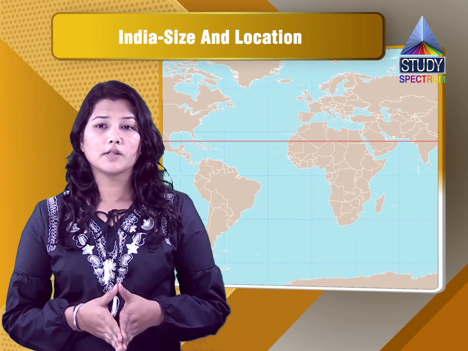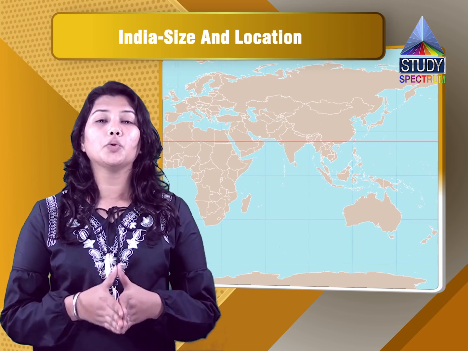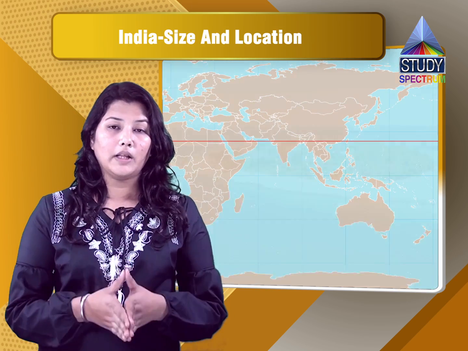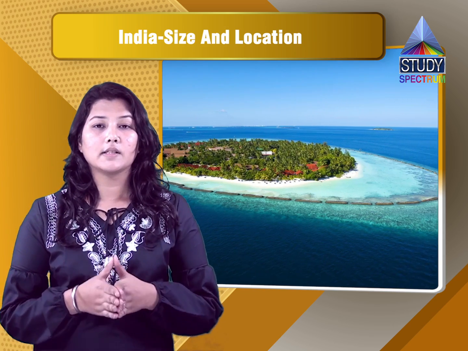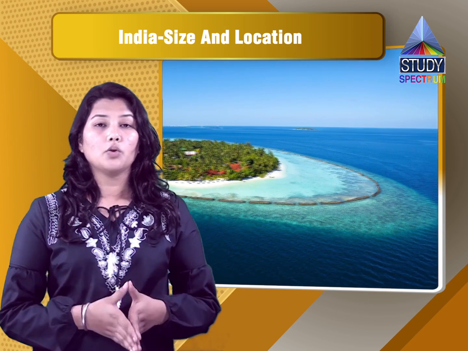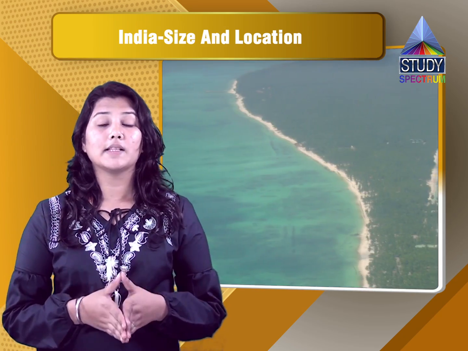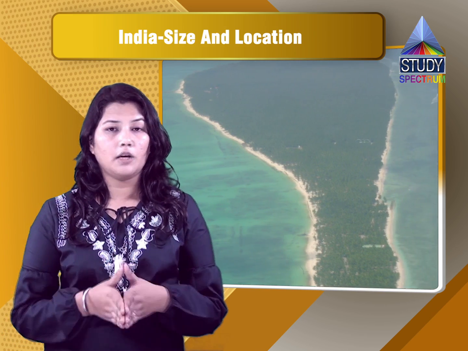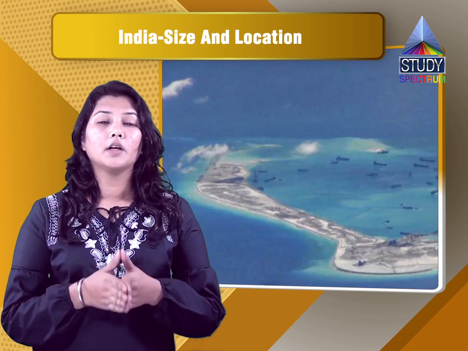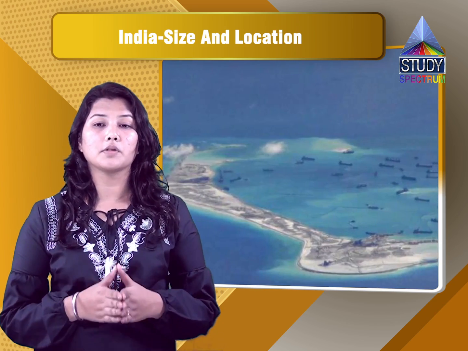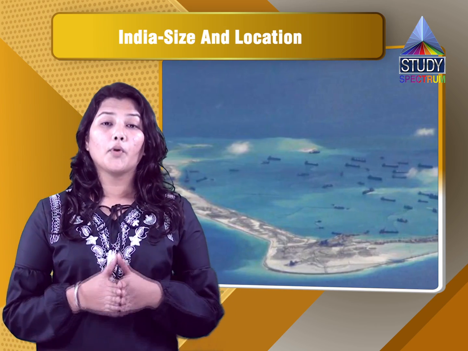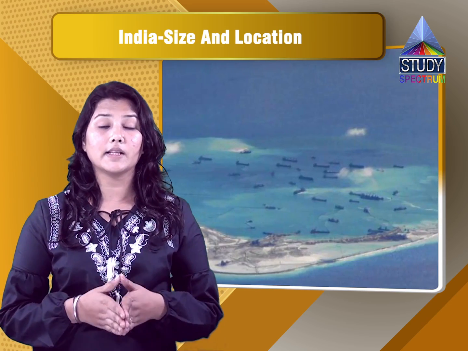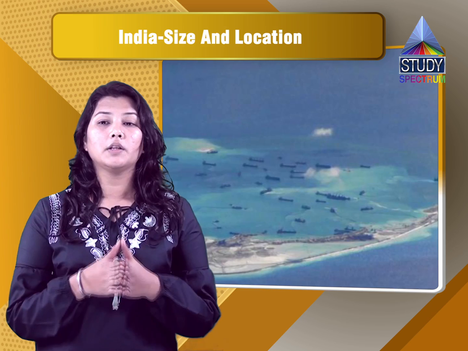The Tropic of Cancer divides the country into 2 equal halves. On the southeast are the Andaman and the Nicobar Islands, in the Bay of Bengal. In the southwest you find the Lakshadweep Islands, in the Arabian Sea. Let's talk about India's neighbors. In the same manner that we have neighbors, even India has neighbors. It has an important position in South Asia. It comprises 29 states and 7 union territories.